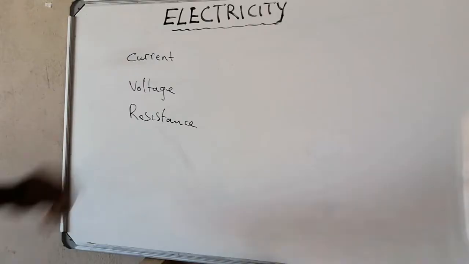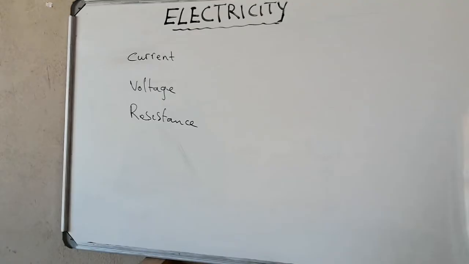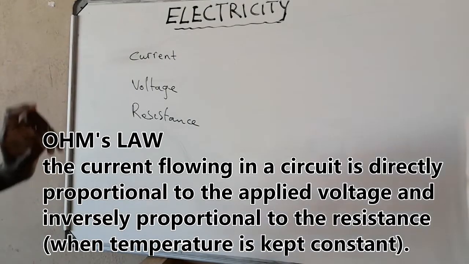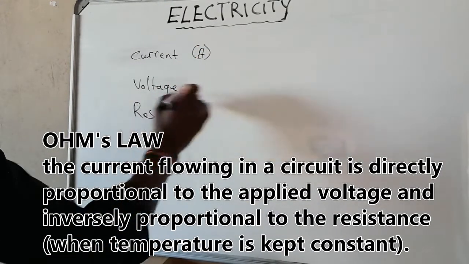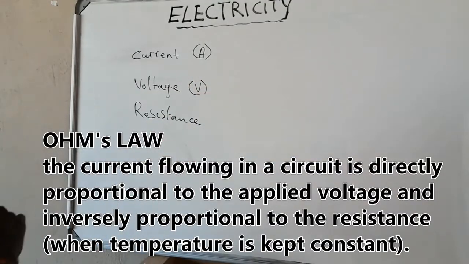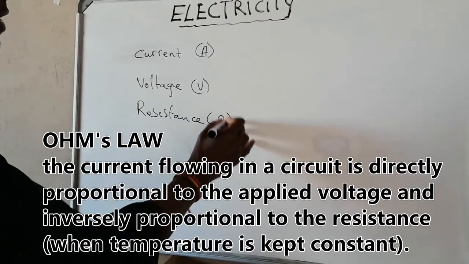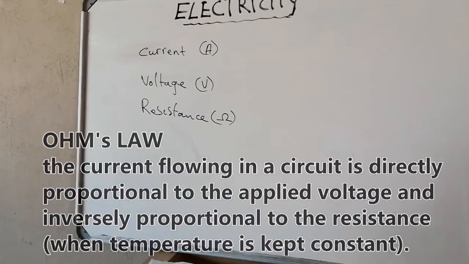In the previous lesson, we discussed current, voltage and resistance, and that all of these three relate by a law called Ohm's law. It is very important that we understand Ohm's law and we know how to state Ohm's law. I cannot overemphasize the importance of Ohm's law. So we said the unit for current is amps, we are using A. The unit for voltage is volts, we are using V, and the unit for resistance is ohms, we are using that Greek symbol. And all of these, they relate using Ohm's law.